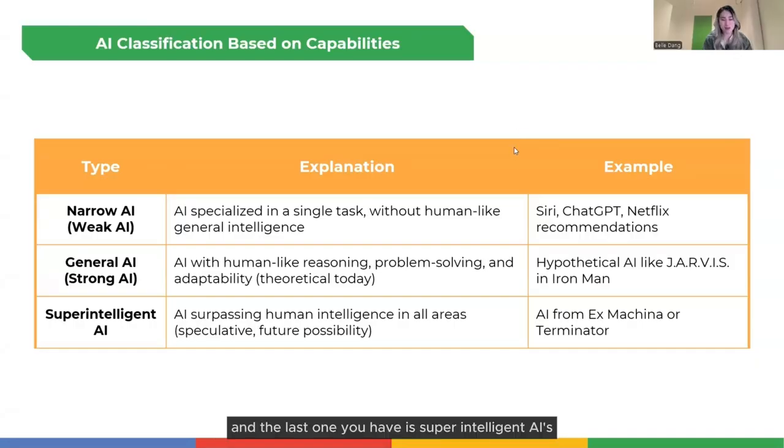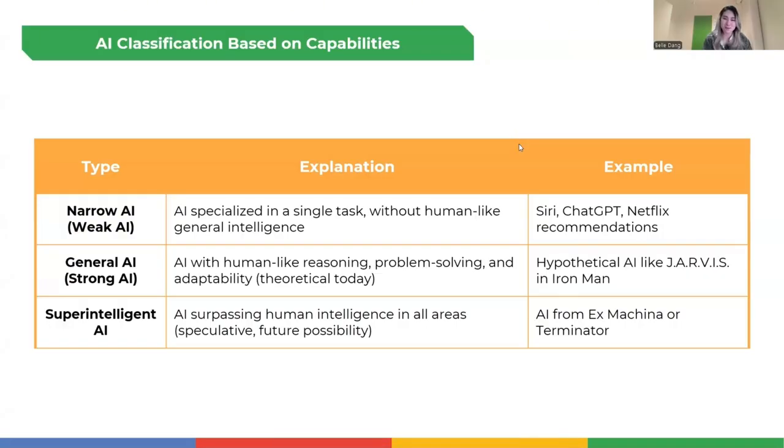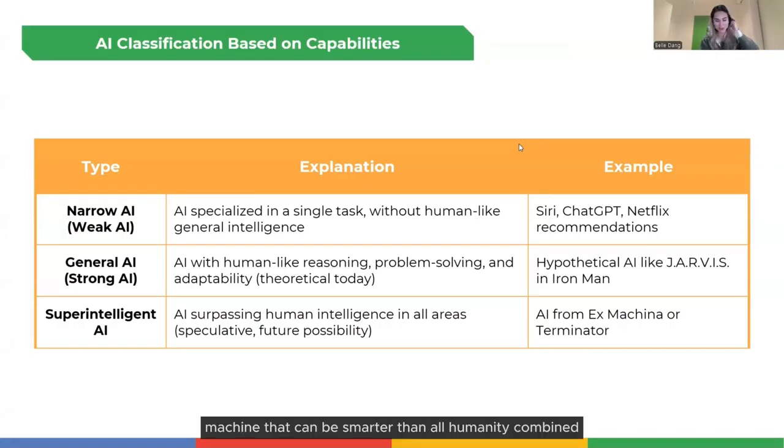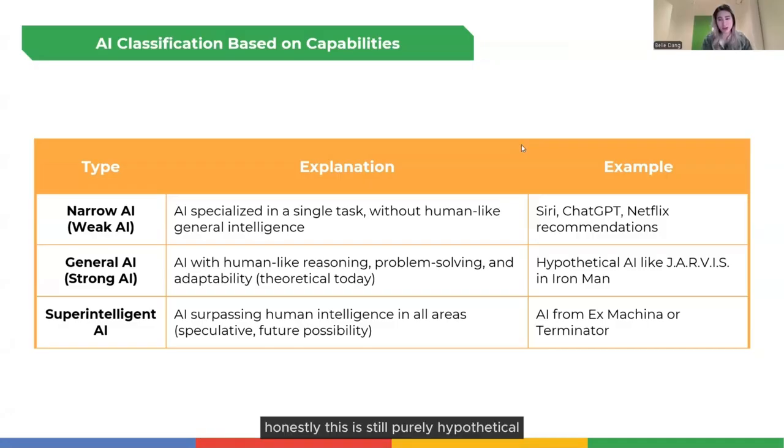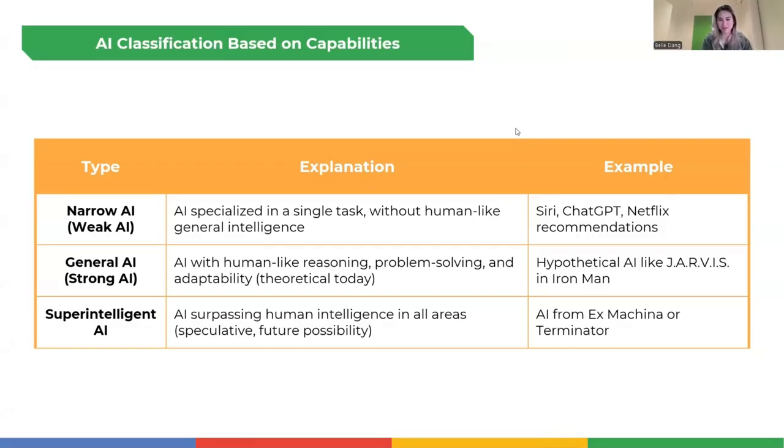And the last one you have is superintelligent AI. An AI that can surpass human intelligence in every single possible way. This is really a concept of a machine that can be smarter than all humanity combined. Honestly, this is still purely hypothetical, but it does make a great movie plot, right?